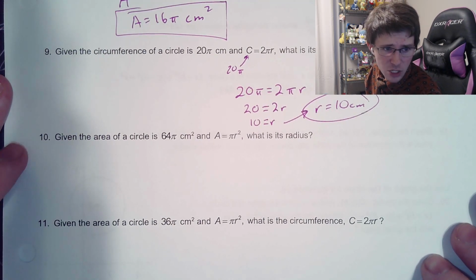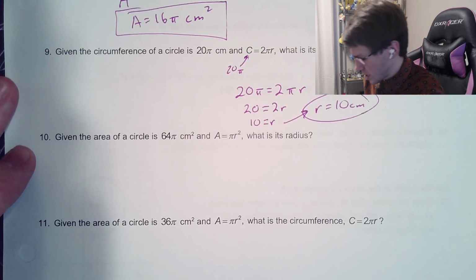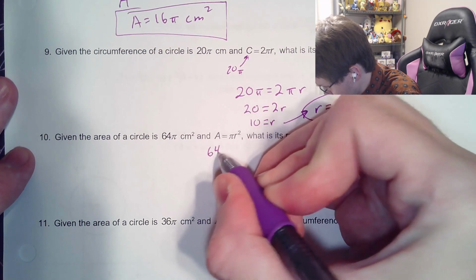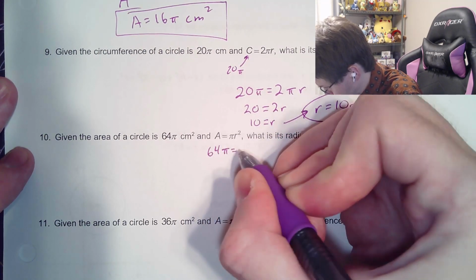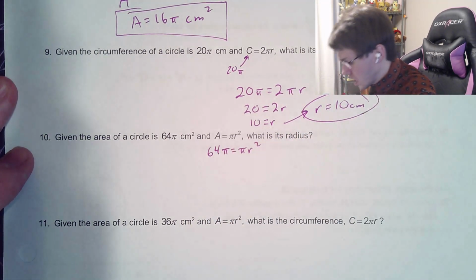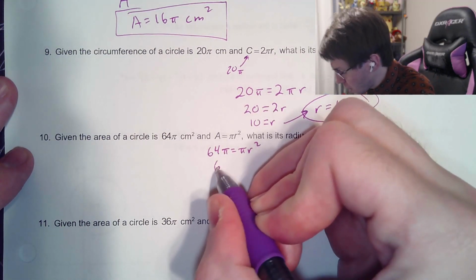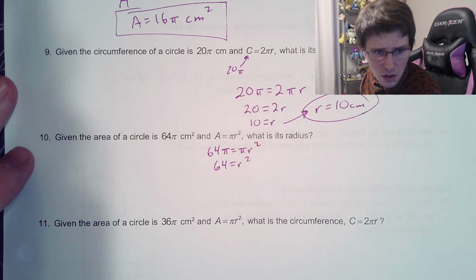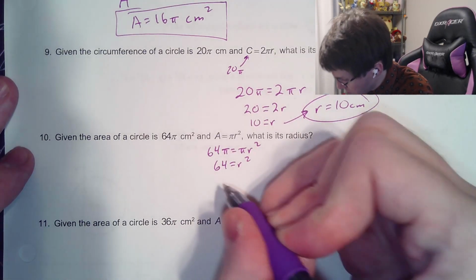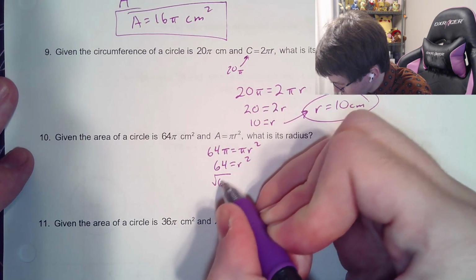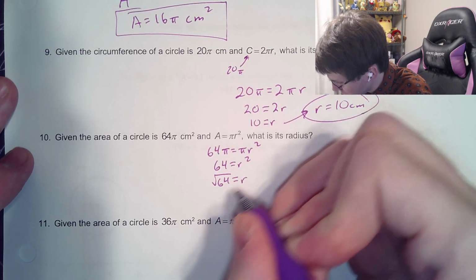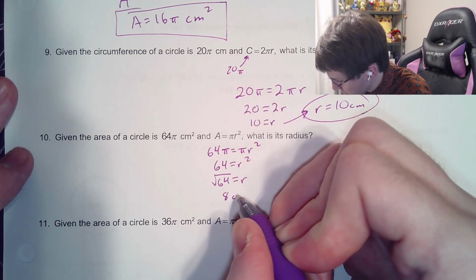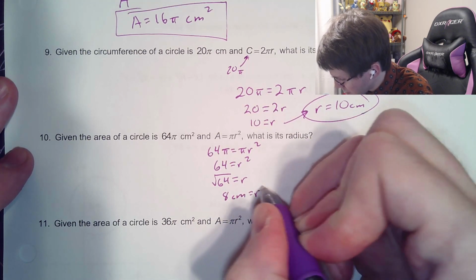All right, given the area of a circle is 64 pi, what is its radius? So same concept as that last question, except this time you have 64 there. Yet again, the pi's are just going to go away, disappear, fade into oblivion. And then we are going to take the square root of both sides. So just to show the extra work here, that's what I'm going to do. I'm going to take the square root of that, and therefore 8 centimeters is equal to r.